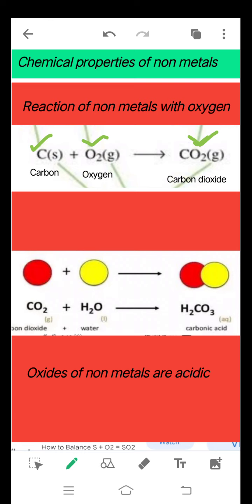This oxide of carbon, when dissolved in water, as you can see in the second equation, CO2, carbon dioxide, when dissolved in water, that is H2O, forms carbonic acid. The formula for this is H2CO3. So that means oxides of non-metals are acidic.